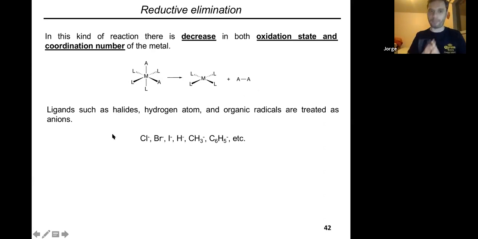Remember, ligands such as halides, hydrogen atom, and organic radicals are treated as anions. Okay, remember that.